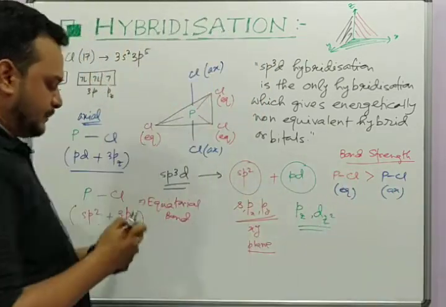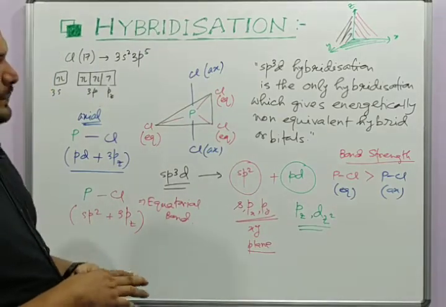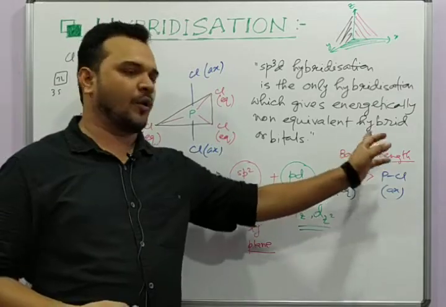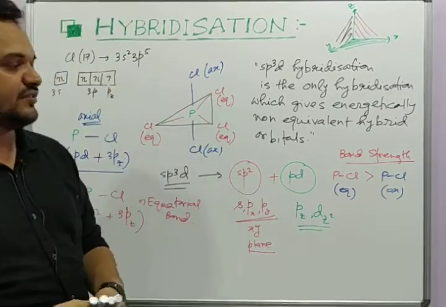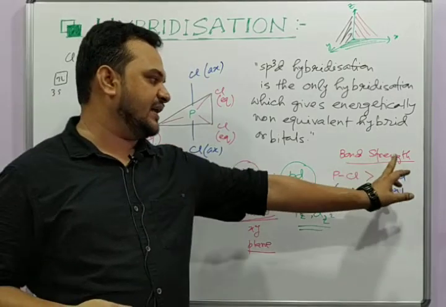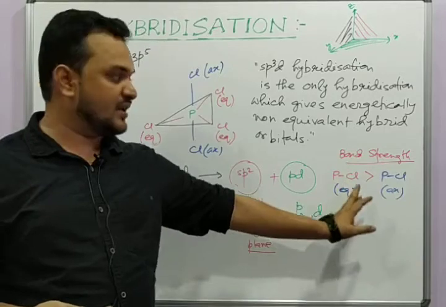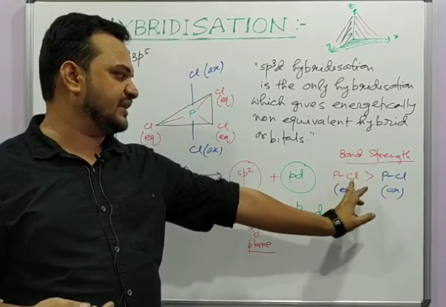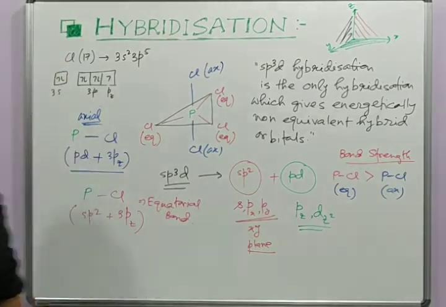So equatorial PCl bonds are always stronger than the axial PCl bond, and if you compare the bond length, it will be just reverse, because we know bond length and bond strength are inversely related. So if it is bond length, then PCl axial will be greater than PCl equatorial, and if it is bond strength, then PCl equatorial will be greater than PCl axial.